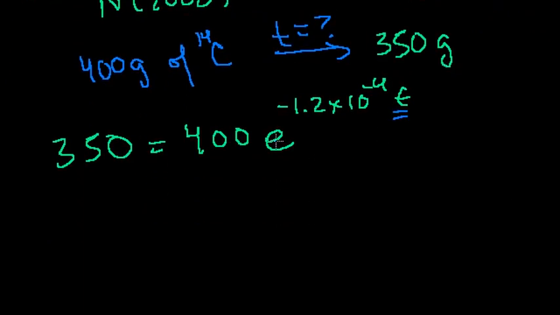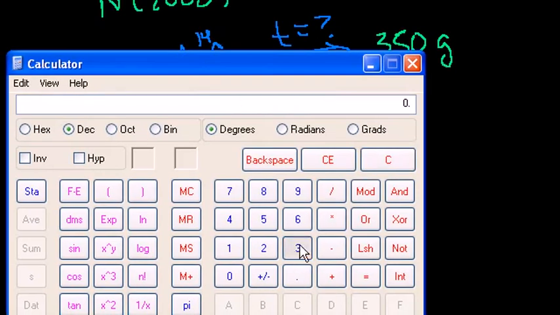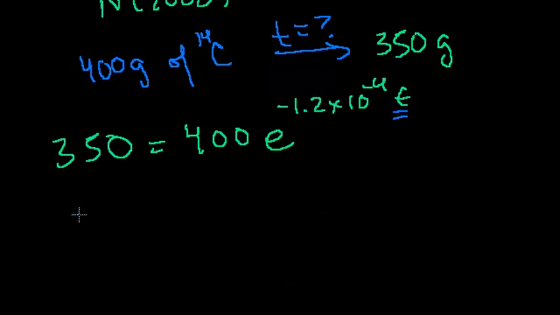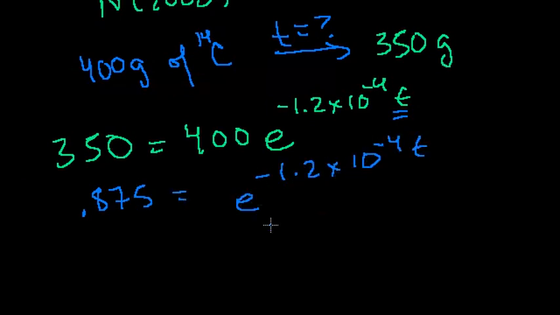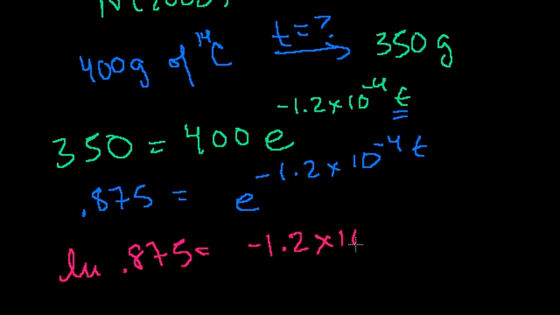How do we do that? Well, we could divide both sides by 400. What's 350 divided by 400? It's 7/8, so 0.875. So you get 0.875 is equal to e to the minus 1.2 times 10 to the minus 4 t. You take the natural log of both sides. You get the natural log of 0.875 is equal to, the natural log of e to anything is just the anything, so it's equal to minus 1.2 times 10 to the minus 4 t.